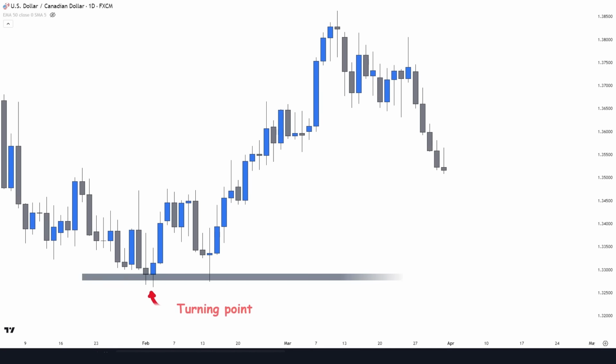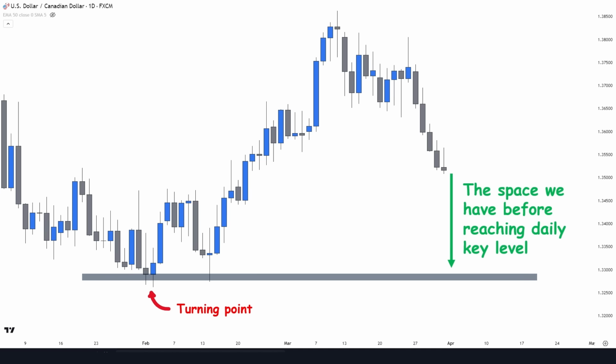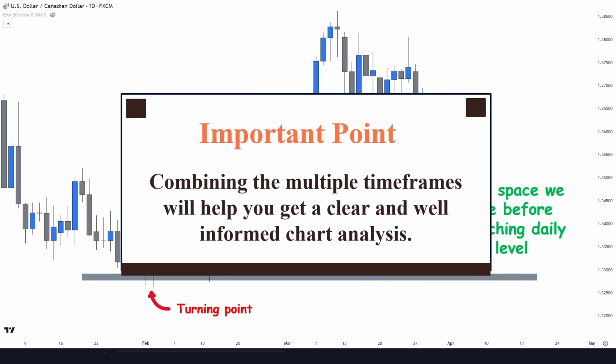Before placing any trade, we should check how much room we have before reaching the higher time frame key level, because a small reaction to these levels can be a major trend change in the lower time frames. So we only enter the market if we have enough space before reaching the next level in front of the price. This concept will help us avoid losing trades and catch great risk-to-reward ratios. So basically, combining the multiple time frames will help you get a clear and well-informed chart analysis.